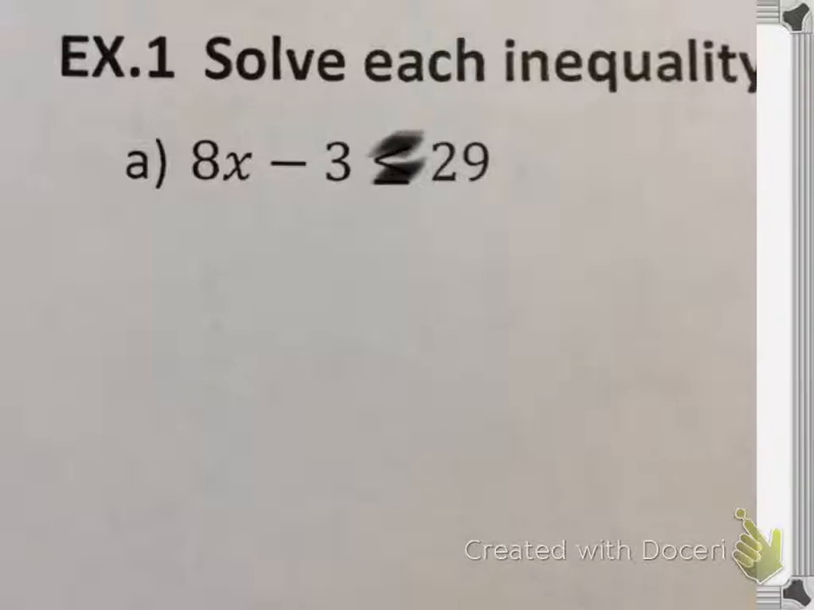There is one rule that applies about flipping that inequality sign, but we're not going to talk about that until we get to it. So let's just solve this like it's an equal sign, and then just kind of go from there. So my goal always is to get the variable by itself. So I want to get this x by itself.